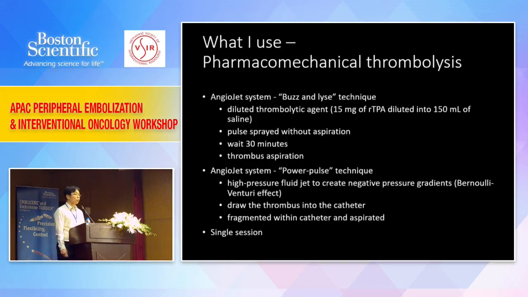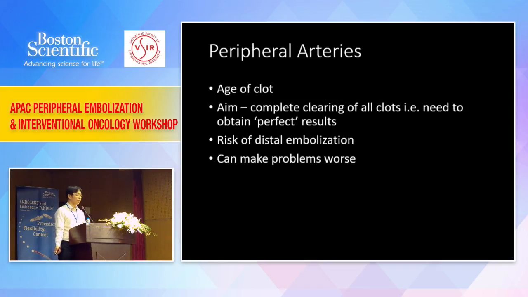So what I use is the Buzz and Lyse technique, which is basically you dilute your rtPA into about 150 ml of saline. You pulse spray it without aspiration, and then subsequently, this is probably the most difficult part of the entire procedure, you sit and wait for 30 minutes, and you do nothing. Then follow that with thrombus aspiration. The pulse technique is where you use the high pressure jet to create a negative effect, and then you suck the softened clots out, and you draw the thrombus into the catheter, and then the fragmented part comes out of the catheter. Usually I try to do it as a single session. Basically, I don't want to bring this patient back and do a check.